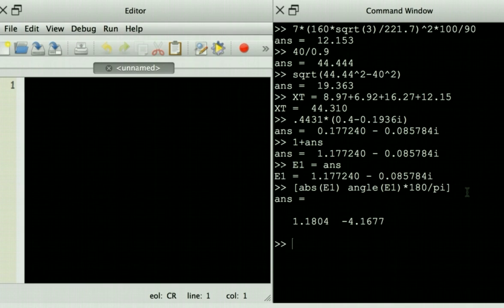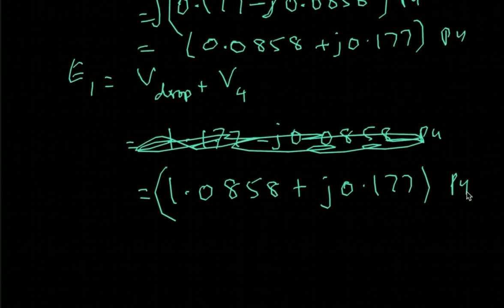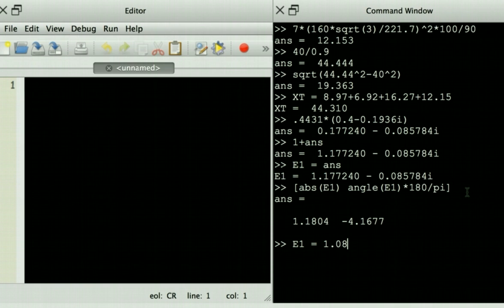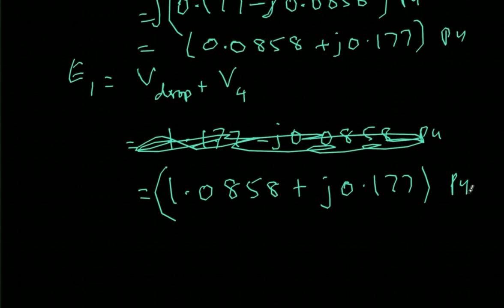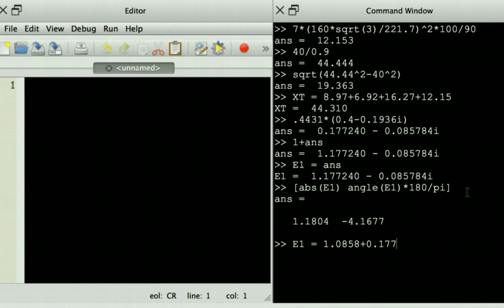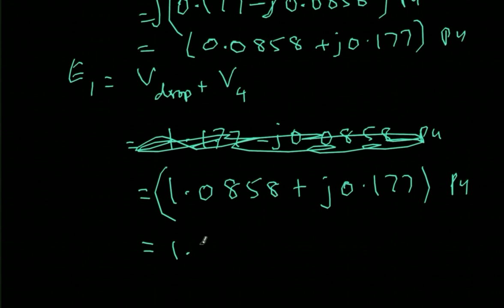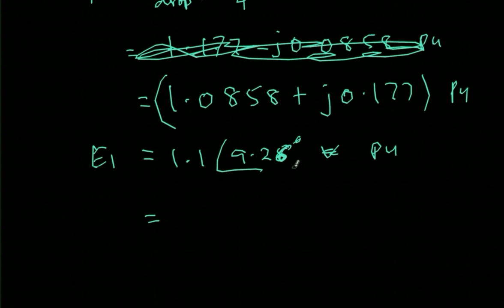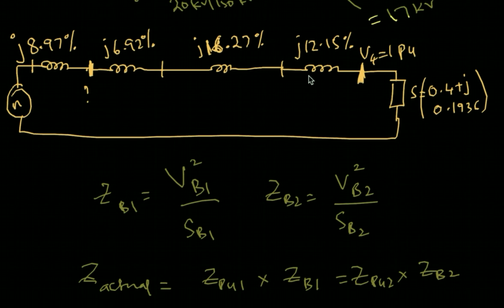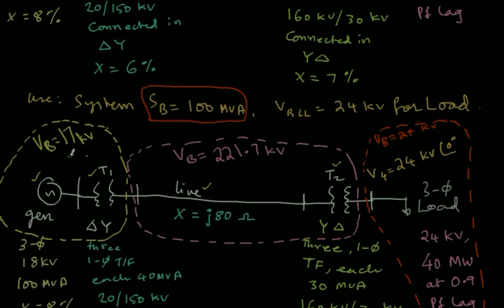Now let me do that here. Let's define E1 as 1.0858 plus 0.177 j. Now I need the absolute value and angle. So 1.1 at an angle of 9.25 degrees, or 9.26 degrees, we'll round it off. So this is in per unit. But what is the actual value of E1? I have to multiply with the base. If I refer to my system here, the V base is 17 kV in this region.